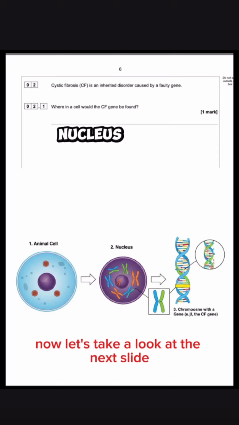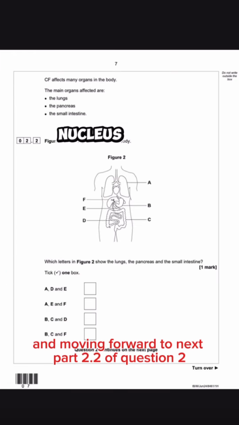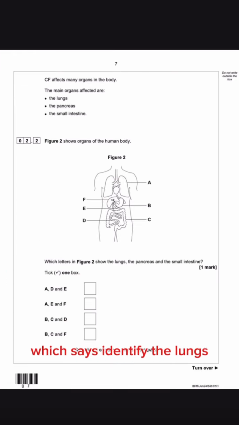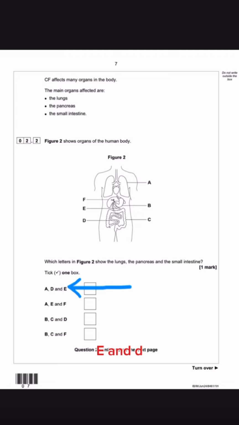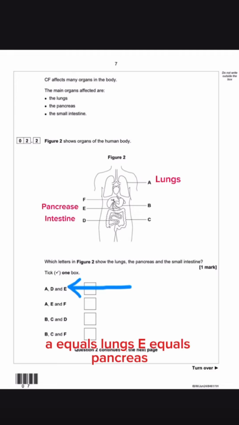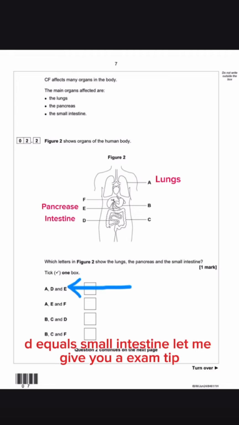Now let's take a look at the next slide and move forward to the next part, 2.2 of question 2, which says identify the lungs, pancreas, and small intestine. Answer: A, E, and D. A equals lungs, E equals pancreas, D equals small intestine.